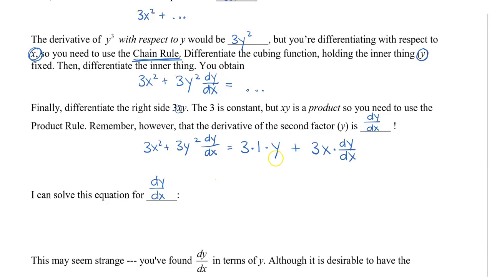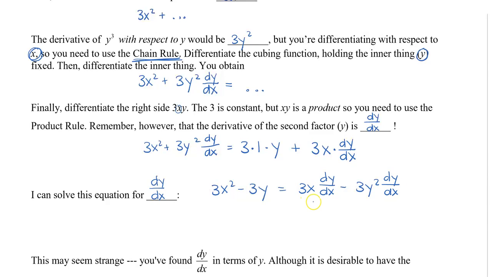So I'm going to move all the terms that don't have a dy/dx to one side. And if it does, we're going to move it to the other side. So I'm going to move 3x squared and 3y to the left. And I'm going to move my 3x dy/dx minus 3y squared dy/dx to the right.